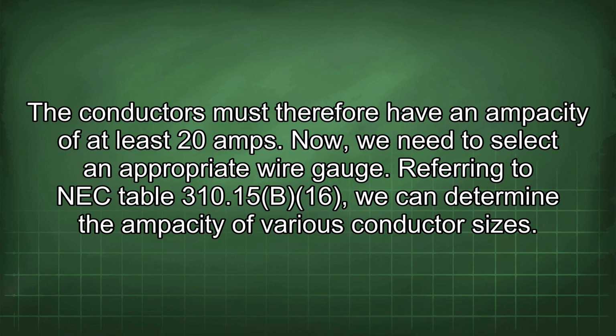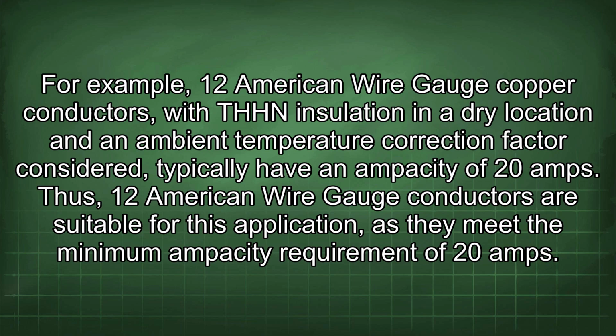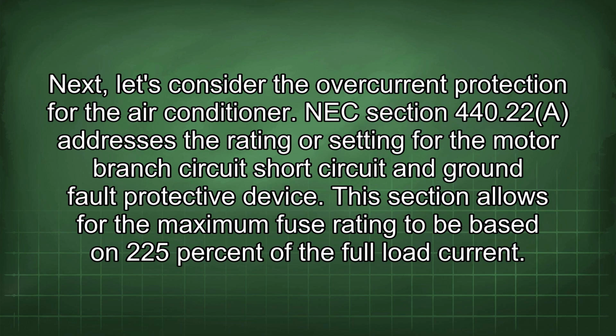Now, we need to select an appropriate wire gauge. Referring to NEC Table 310.15(B)(16), we can determine the ampacity of various conductor sizes. For example, 12 American wire gauge copper conductors with THHN insulation in a dry location and an ambient temperature correction factor considered typically have an ampacity of 20 amps. Thus 12 American wire gauge conductors are suitable for this application, as they meet the minimum ampacity requirement of 20 amps.